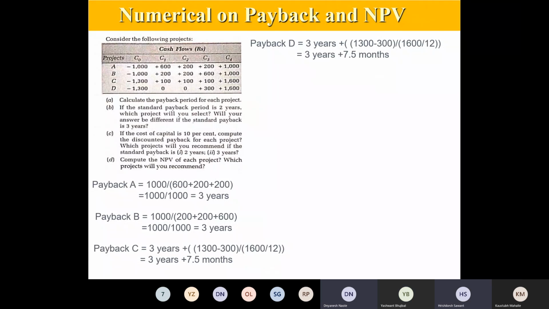Yes, sir. 1,600 by 12 is the per month cash inflow, 133.